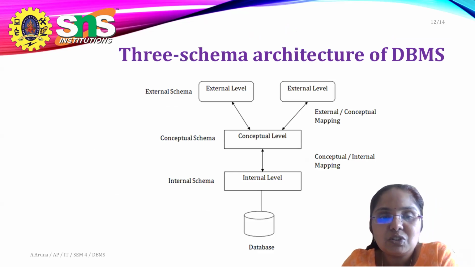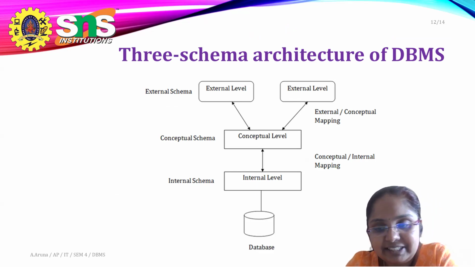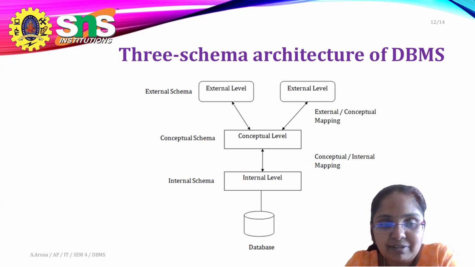So what are the three schemas? We define them in the levels of abstraction: the physical level, the logical level, and the view level. That is what we call the three-schema architecture of a database. The levels are the internal level, the conceptual level, and the external level. The internal level is the internal schema, the conceptual level is the conceptual schema, and the external level is the external schema. The external and conceptual schemas have a mapping, and the conceptual and internal levels have a mapping.